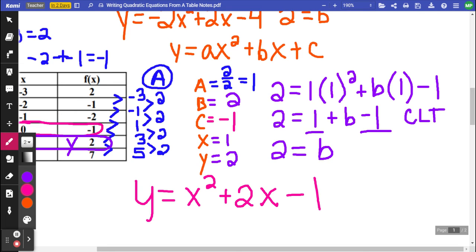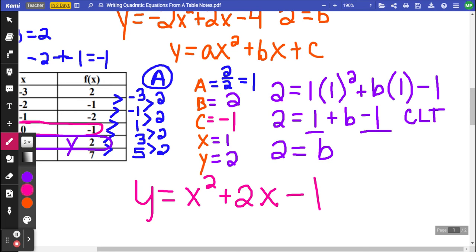But what do you have to do to your A every single time? You have to divide it by 2. So A is 2 divided by 2. And the reason you have to divide it by 2 is because that is the formula. That's just what you have to do. Okay, so we got that.